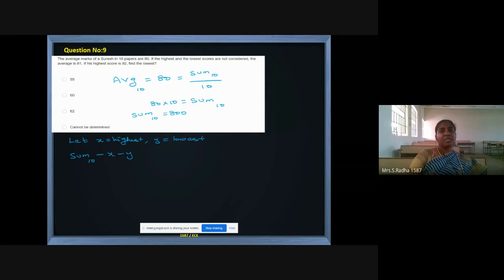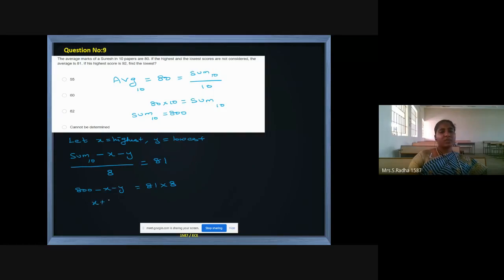If the highest and lowest are not considered, then the average will be 81. So only 8 subjects we are having when we remove those 2 marks, highest mark and lowest mark. Sum of the 8 subjects in the numerator divided by number of quantities. They are telling in the question the average is now 81. So already we know sum of the 10 subjects is 800 minus x minus y, equal to 81 into 8.